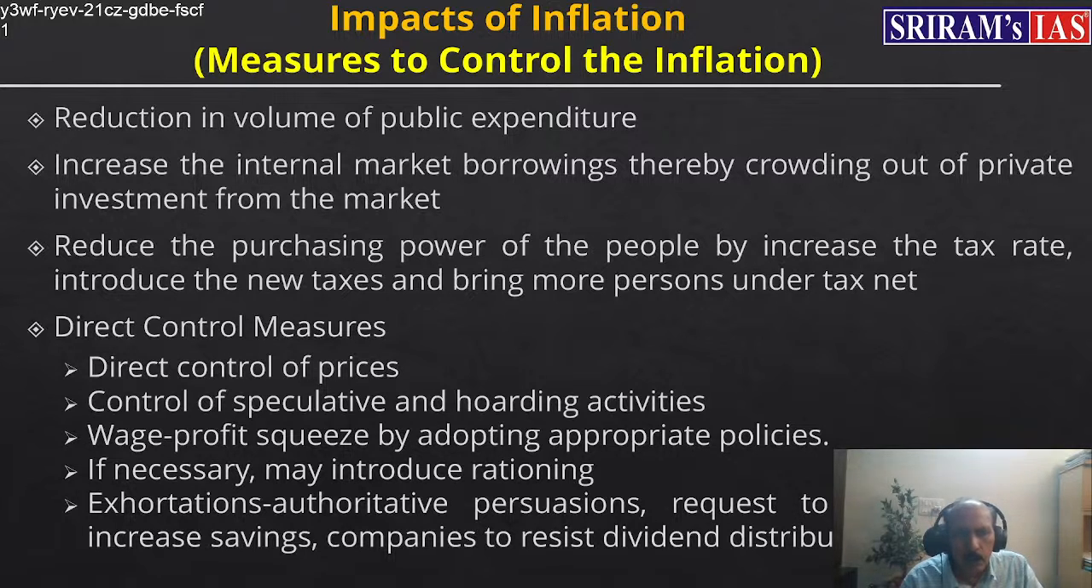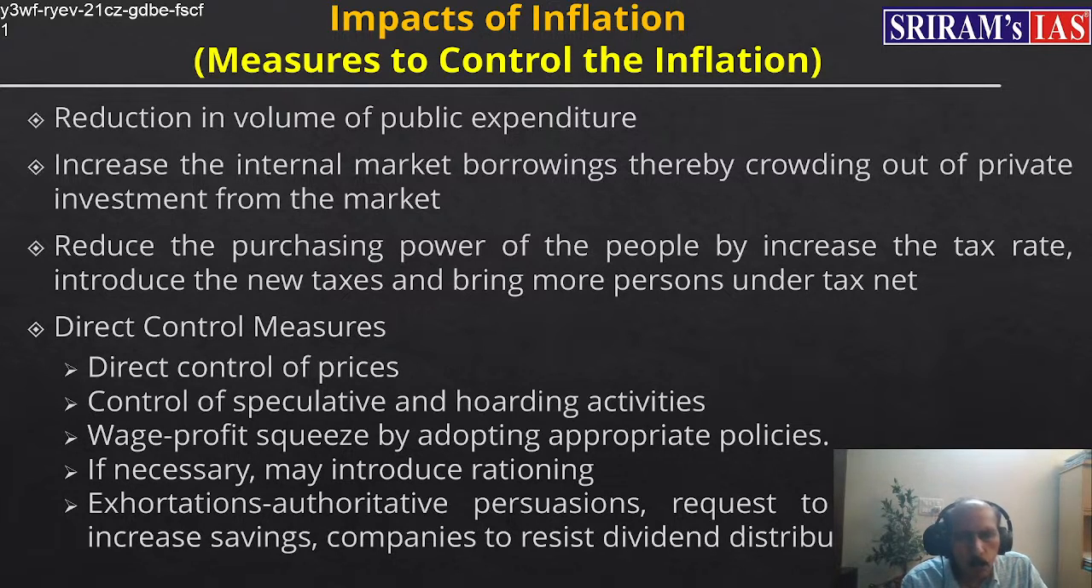Besides that, the government may take direct measures to control the prices. They may enter into direct control of prices. They may fix the prices of particular commodities so that prices are not charged by the sellers beyond that. For example, in case of food grains, the government may intervene in the market and set the price of the food grains. Nobody can charge a price beyond that. This is the direct intervention of the government.